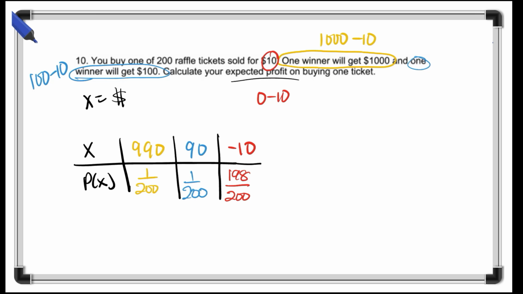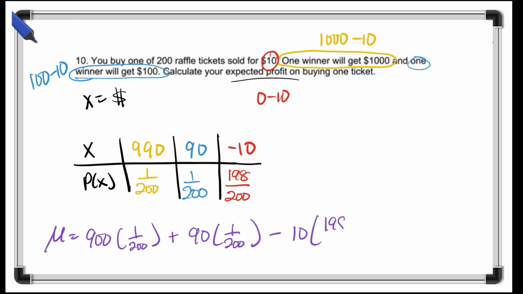Now, in order, again, to find our expected profit, we're going to take each of our values, right, and multiply them by our probabilities here. And we're going to add up each of these together. And then minus 10, 198 over 200. And what that's going to give us is $4.50 as our expected profit.